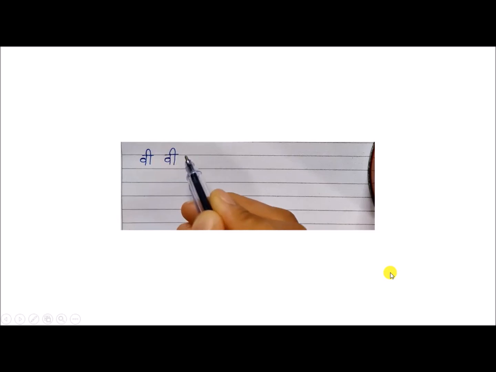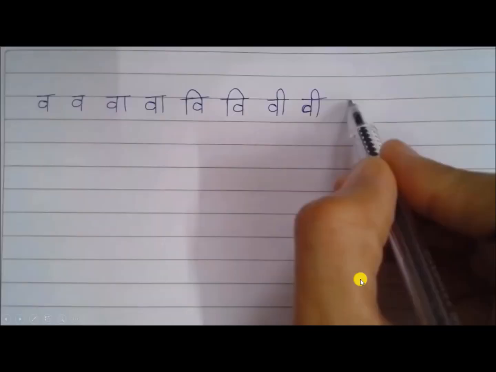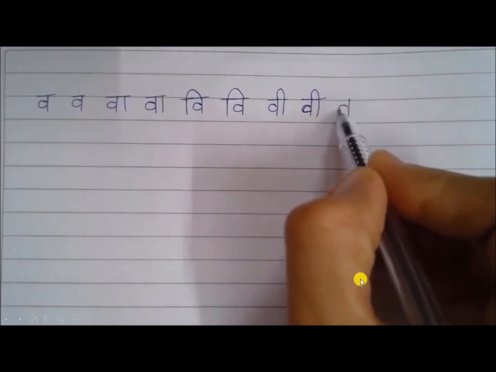Yes. The next sound is woo. We get this sound woo when we add V to oo. V plus oo equal to woo. Woo is pronounced like W-O-O in wood. Okay. And let us see how to write woo.